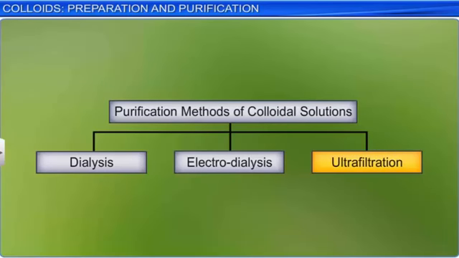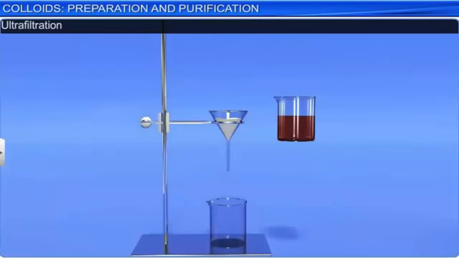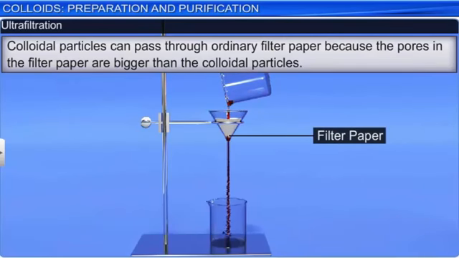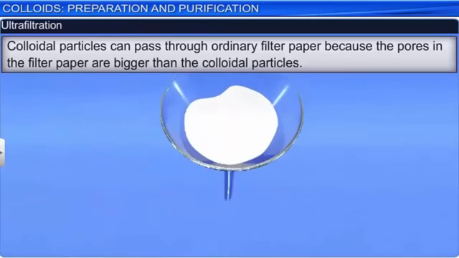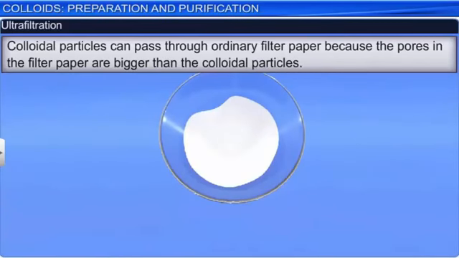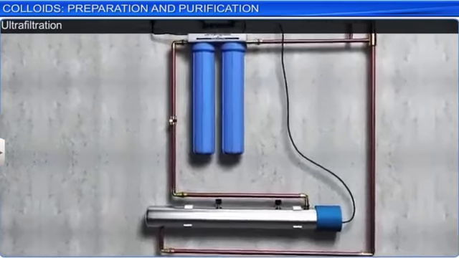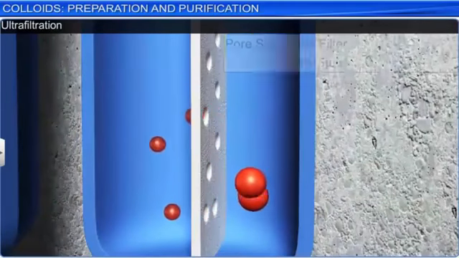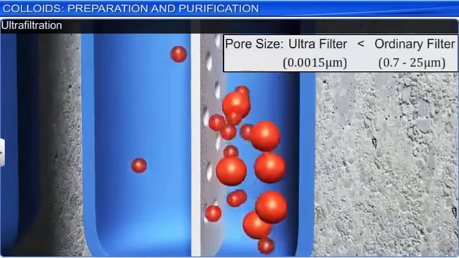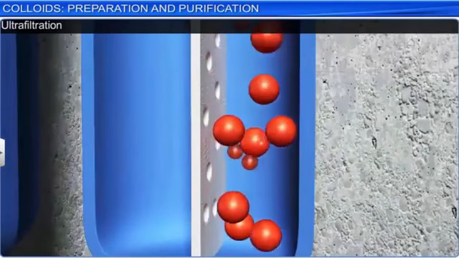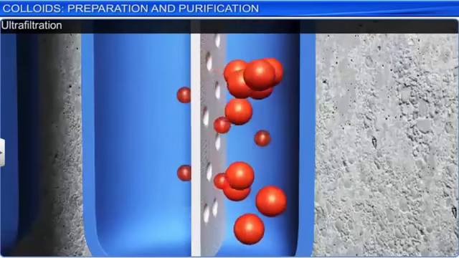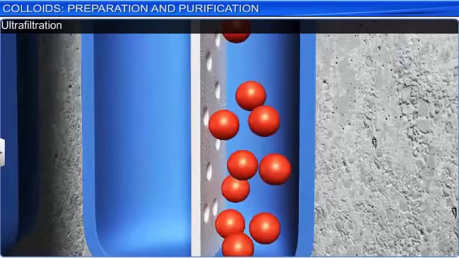It is important to note that colloidal particles can pass through ordinary filter paper because the pores in the filter paper are bigger than the colloidal particles. The separation of a solute from a colloidal system can be carried out by using an ultrafilter, which has smaller pores than an ordinary filter. Ultrafiltration is defined as the process of separating the colloidal particles from the solvent and the soluble solutes from the colloidal solution by specially prepared filters, which are permeable to all substances except the colloidal particles.